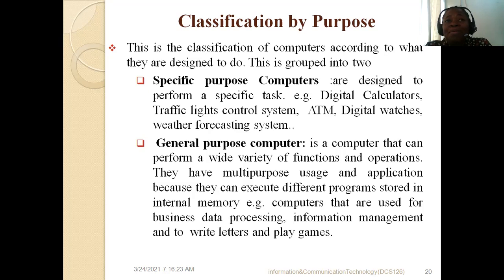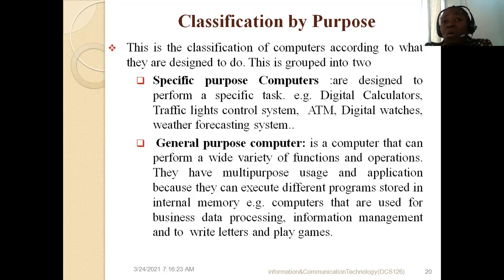For example, you have computers that are used for business data processing, information management, and to write letters and play games, all in one computer. Do you use that one computer for your business, processing data that has to do with your business? The same computer, you use it to manage information like staff information, or maybe student information or whatever. And then you have the same computer used to write letters. The same computer you can use to play games.